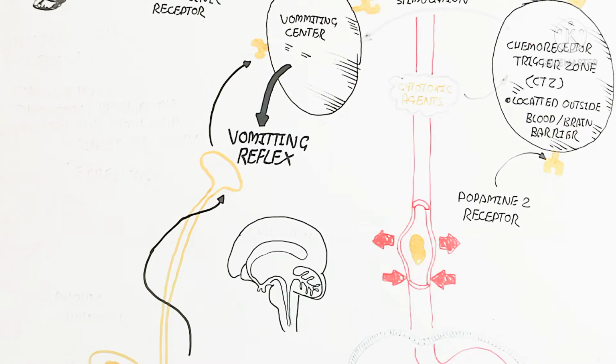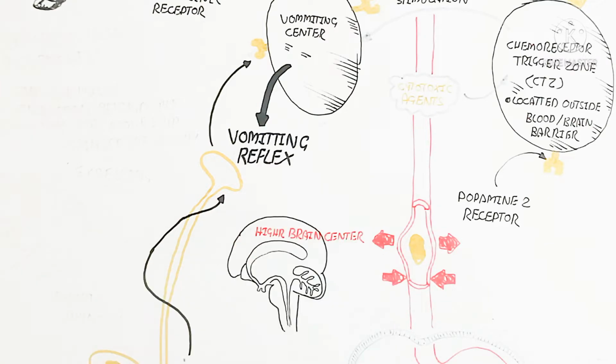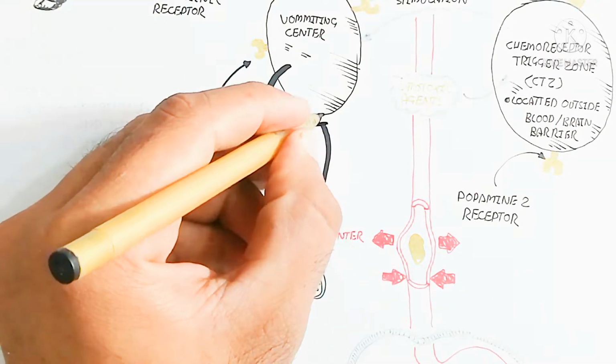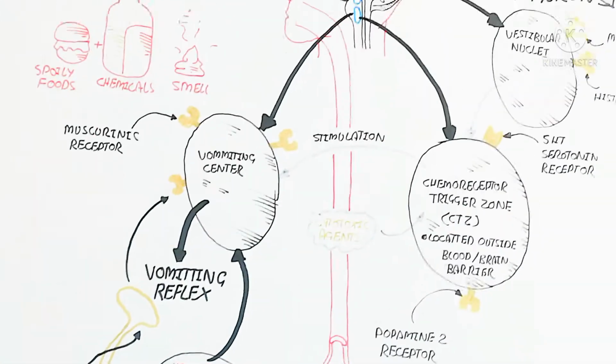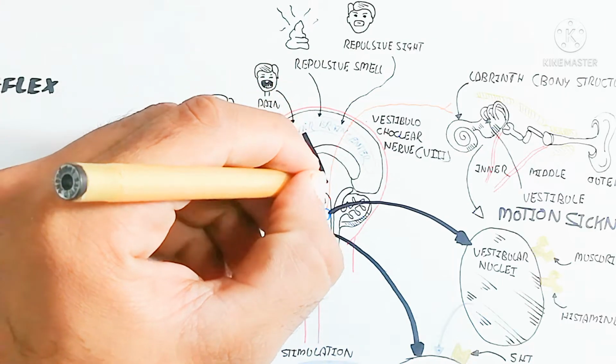So here is the higher brain cortex. After the sensation of emotional factors, pain, repulsive smell, or repulsive sight, in this way it will trigger the vomiting center to produce the vomiting reflex. So I hope you make sense of these things here.